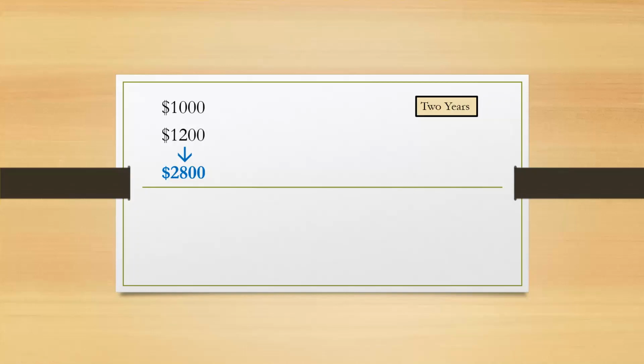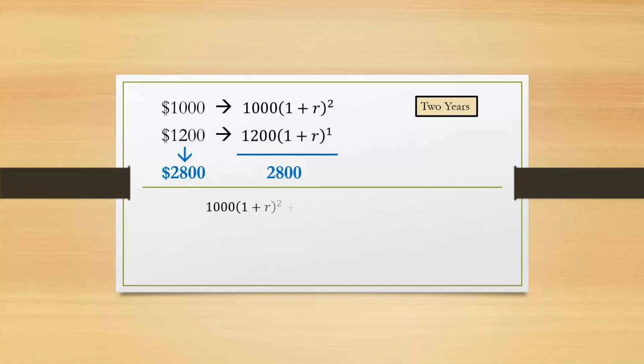Well, the $1,000, I know from my formula, is going to be worth 1,000 times 1 plus r squared, just like I did in the previous problem. The $1,200 is going to be 1,200 times 1 plus r raised to the 1, because it's only had 1 year to grow. And overall, when you add those two amounts together, you're going to have $2,800. So, written as an equation, you've got 1,000 times 1 plus r squared, plus 1,200 times 1 plus r to the 1, is equal to 2,800.